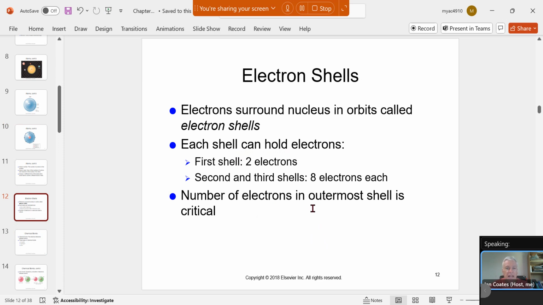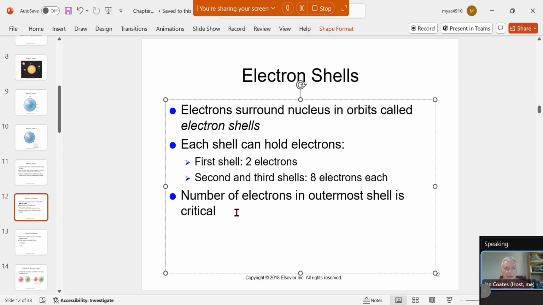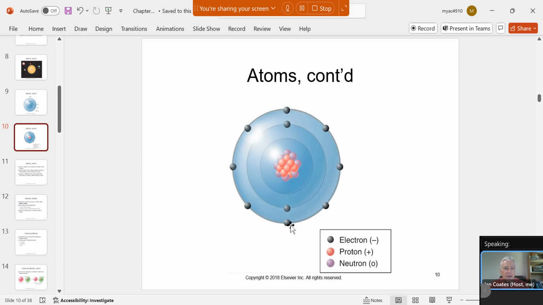So, the number of electrons in the outermost shell is critical. Okay, and you'll see here that the whole idea of the way chemistry works is it's just exchanging electrons. You'll see that these outermost electrons will jump to other atoms to create bonds.